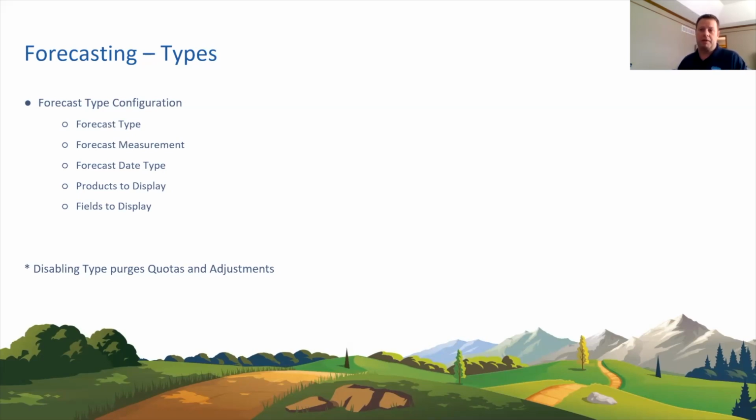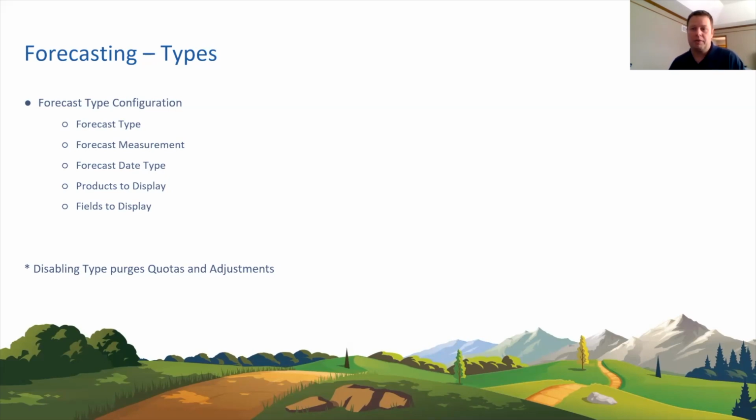When you set up your type, it's going to have within that a label of forecast type, which we'll go through, how we're going to measure it, whether it's quantity or revenue, the date that we're going to measure it against, and then if it's products, the products that we'll display, and the fields we'll display. So I'll go through each one of those in a little bit more detail.